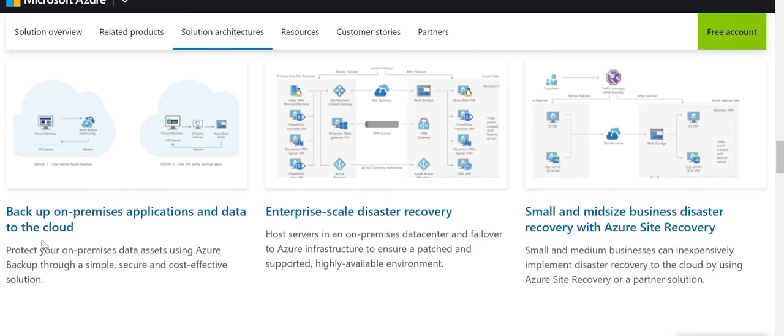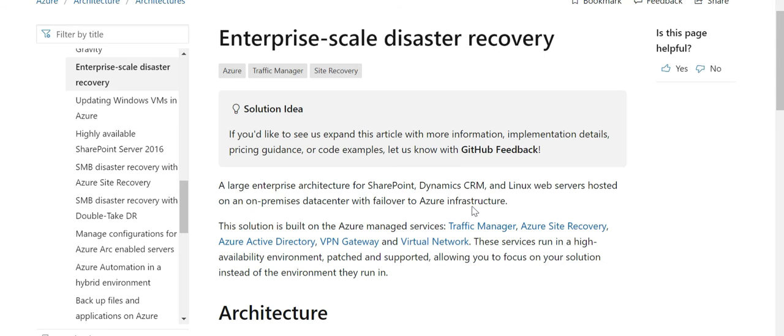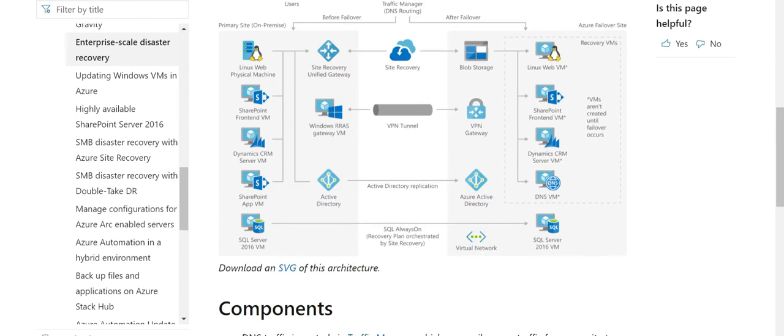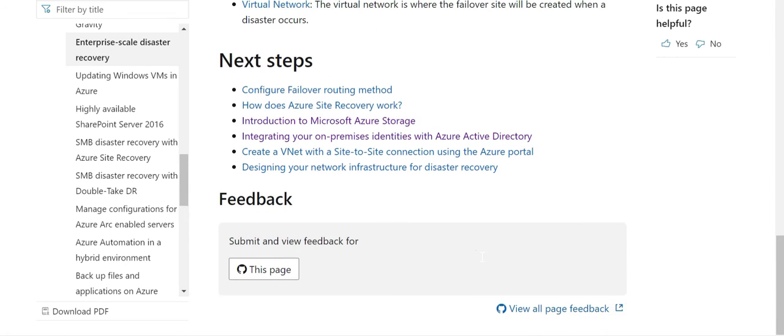So primarily what we do for disaster recovery is we can have a backup solution for on-premises applications and data on cloud, and enterprise-scale disaster recovery. This is one of the important topics, and small and mid-sized business disaster recovery with Azure Site Recovery. Then we delved into depth about the enterprise-scale disaster recovery, how it is done, what the architecture is, what the different components are, etc.